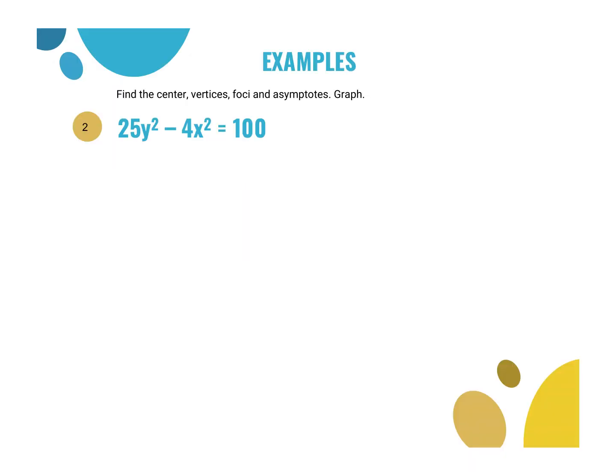So in example 2, we're finding the same thing: center, vertices, foci, and asymptotes, and graph it. What would I have to do first here? Awesome, we want to divide everything by 100 because it has to be equal to 1. So 25 goes into 100 4 times. We have y squared over 4 minus 4 goes into 100 25 times. So x squared over 25 is equal to 1.